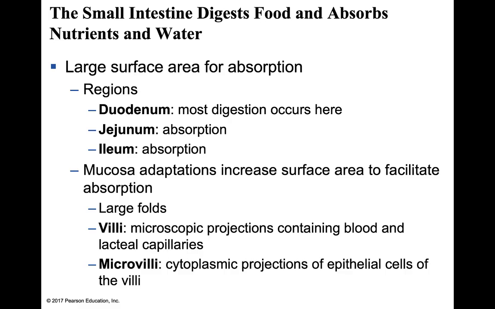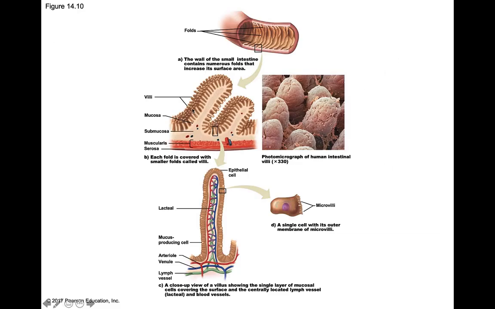So we're going to see large folds, which are known as villi. These are microscopic projections containing blood and lacteal capillaries, and also microvilli, which may sometimes be referred to as the brush border. These are cytoplasmic projections of the epithelial cells of the villi. Here we can see the villi, and then we can see the microvilli along them.